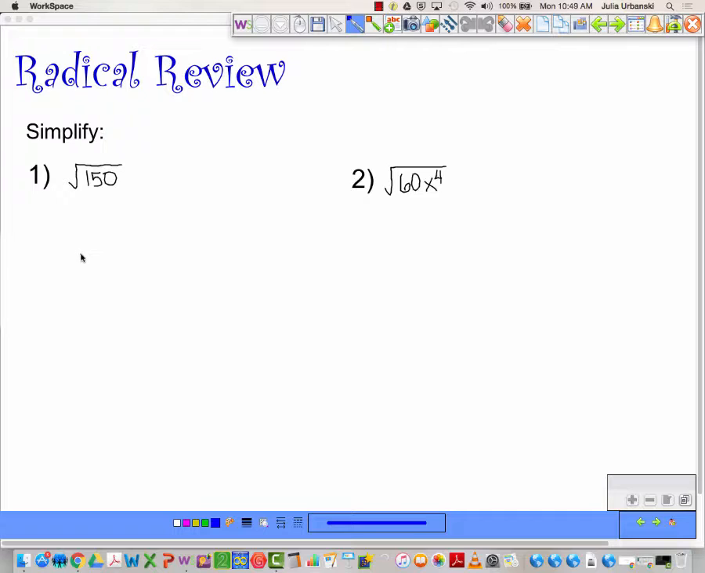So let's take the square root of 150. Everyone found it now? You will find it if you keep looking. Square root of 150. One of the easiest ways is to just start doing that. Remember that? Look familiar?